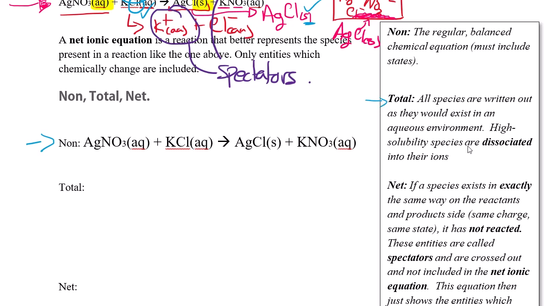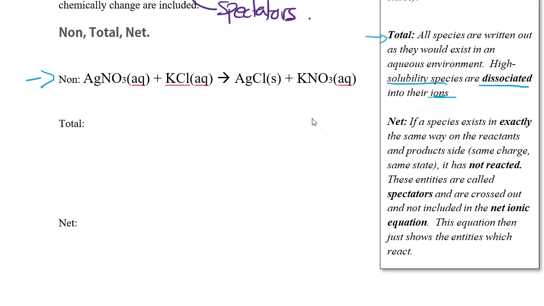Here, anything that is high solubility is going to get dissociated into ions to show what would actually be existing in the solution, what would actually be floating around. And then we'll find the spectators, we will cross them out, we'll remove the spectators, and we'll be left with the net ionic equation, which just shows the entities which have actually reacted. So I'll show you how to do these steps for this first example here.